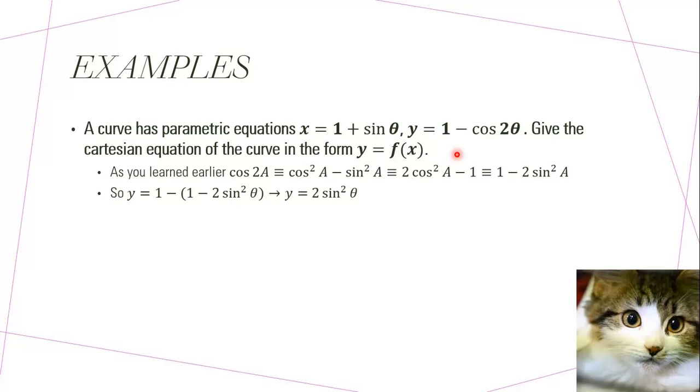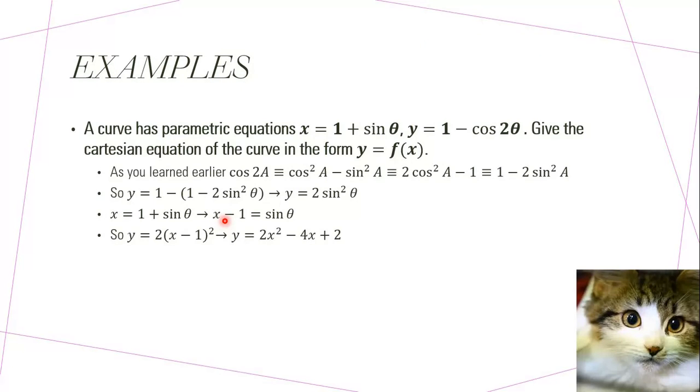So you can use this to get y is equal to 1 minus 2 sine squared theta, which can be rearranged, simplified, to y equals 2 sine squared theta. x equals 1 plus sine theta, so x minus 1 equals sine theta. So from there, because there's a sine theta in the y equation, you can then rearrange that to get y equals 2 lots of (x minus 1) all squared. y equals 2x squared minus 4x plus 2. Simple as that.